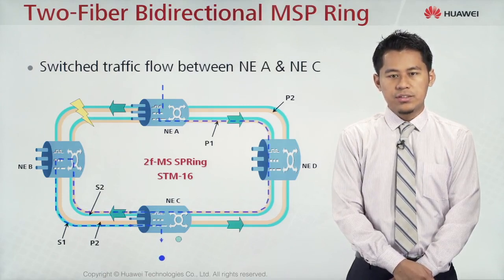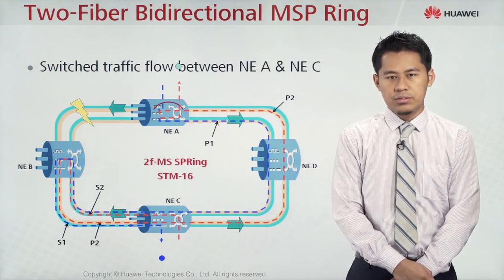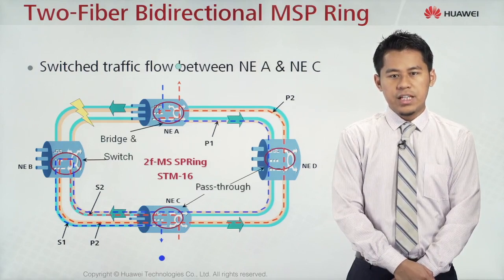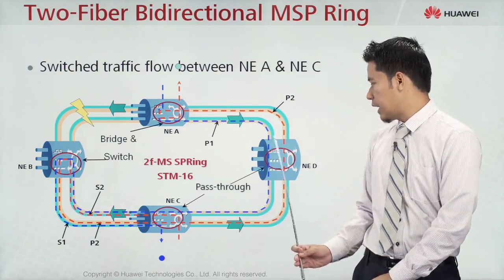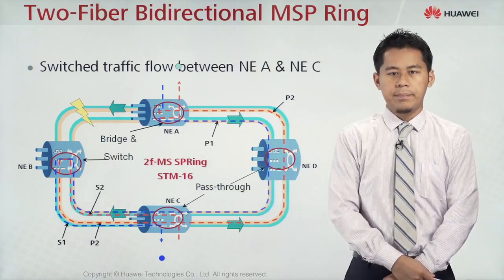Not only that, in the reverse direction as well, they will go directly to B and make a switch, go directly to C as well, and from here go to D and drop into A. So this is how it looks when making an MSP switch. Here we apply STM16. They just make it a pass-through at these two nodes, and here is where the switching happens.